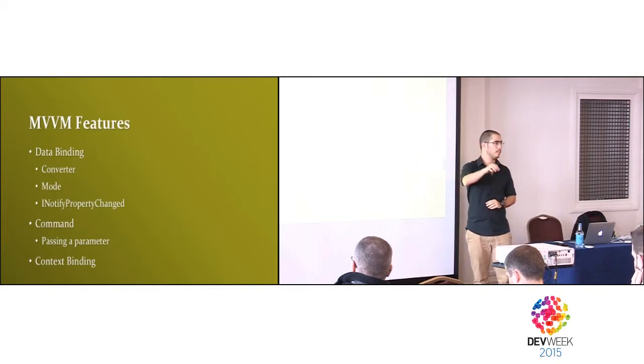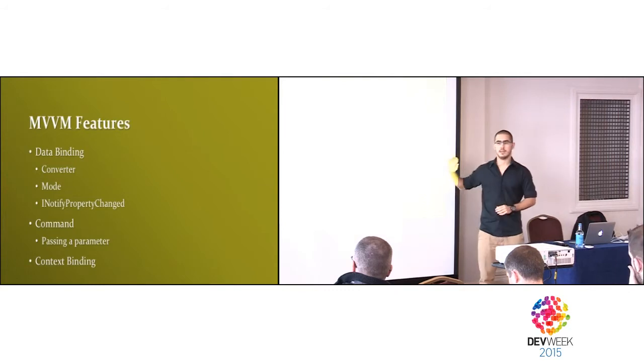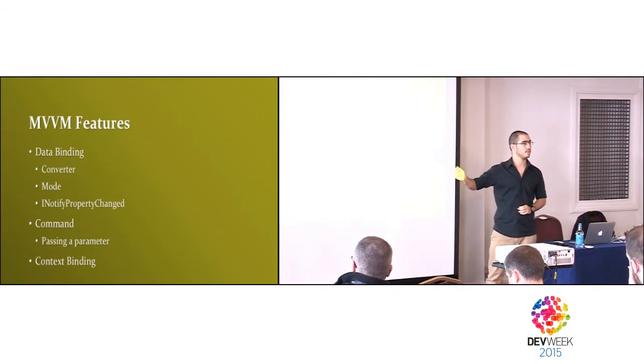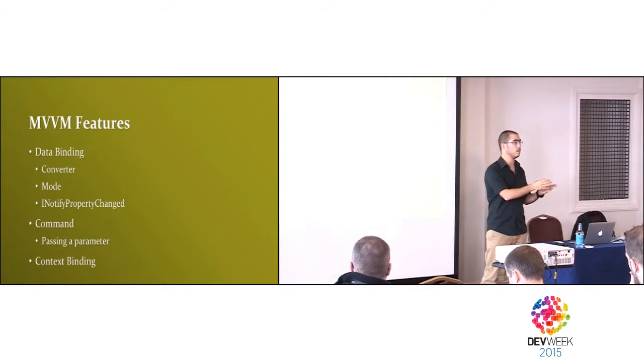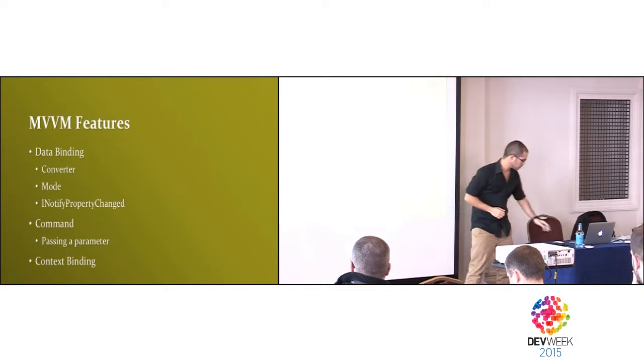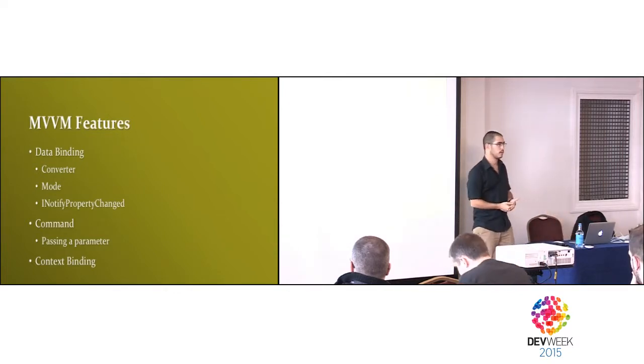You click on a button, you want to execute some method. This is actually so nice in JavaScript, it's much easier. And of course, we need some context binding. Usually we are bound to the data context, but we can bind to a certain element or to a static resource or something like that. So we want the ability to determine the context of the binding. Let's see how it actually gets done.